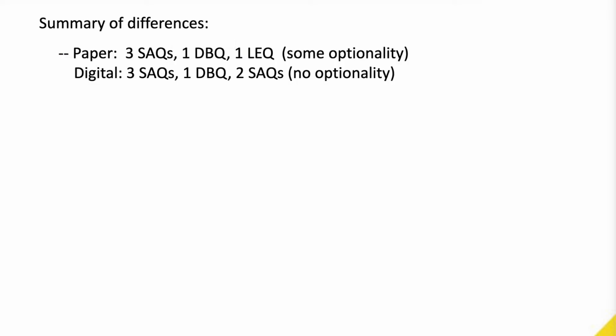Now, as far as the major differences go, the paper and pencil has 3 short answer questions, 1 DBQ, document-based question, and 1 long essay question. And there's some level of optionality. The digital has 3 short answer questions, just as you had here, 1 DBQ, just as you had here, and instead of the 1 long essay question, you have 2 short answer questions. No options here, no options at all.